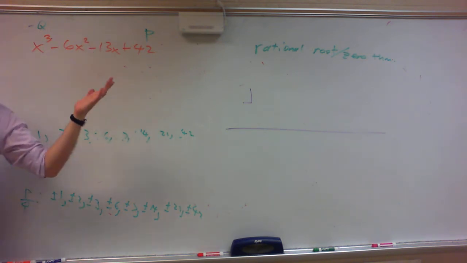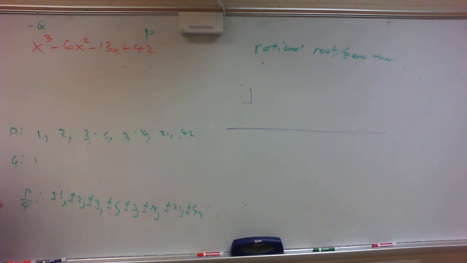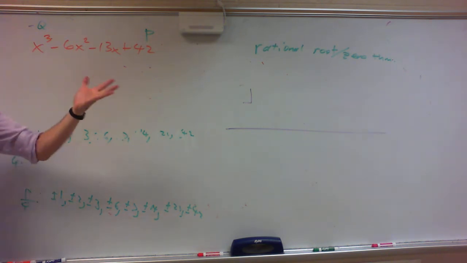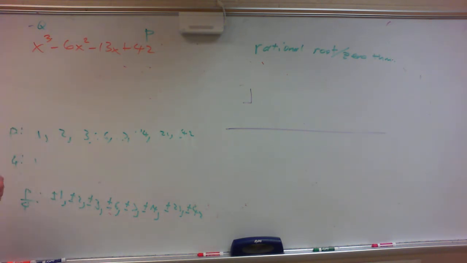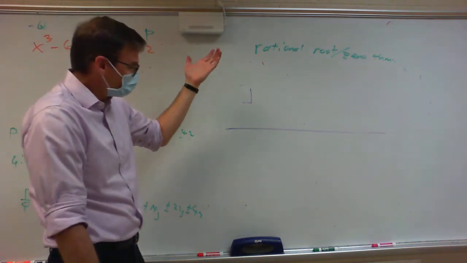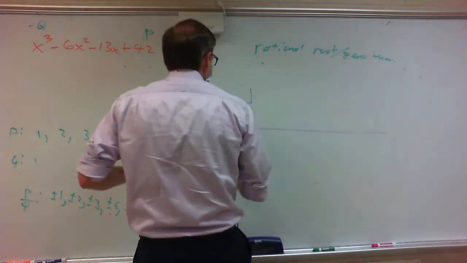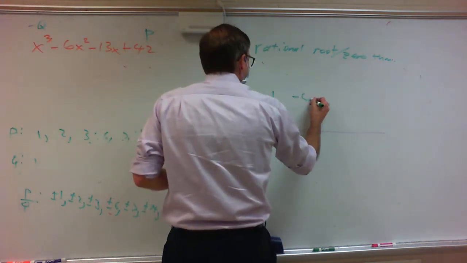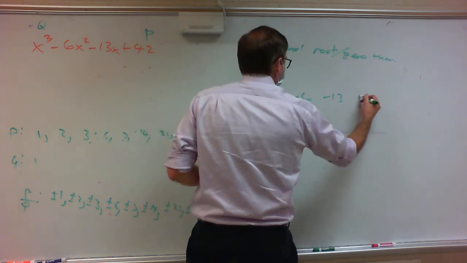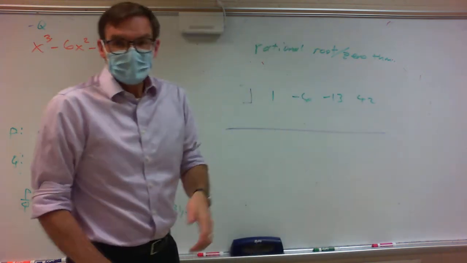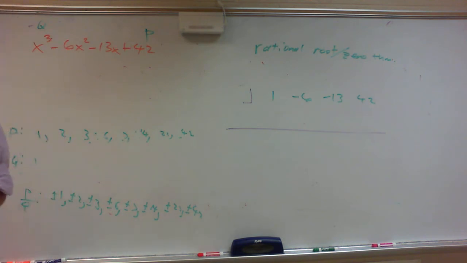But how many answers are we going to have? How many zeros are we going to have? 3, right? That's well more than 3, isn't it? All right, so let's try to find stuff that works. The way we do that is we use this embedded division thing. So I'll put 1, -6, -13, and 42. I want you to try. Does 1 work?